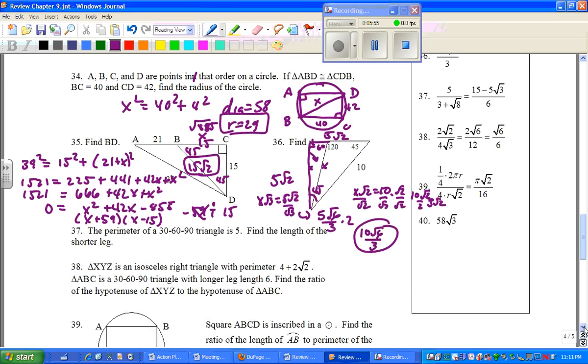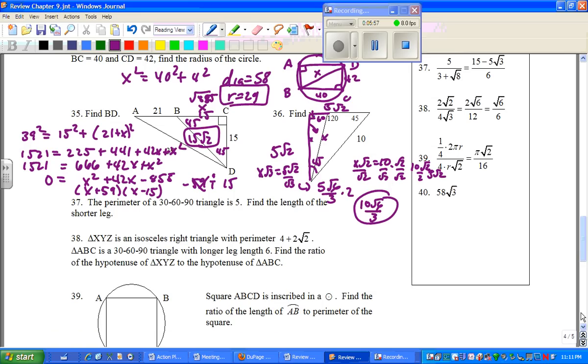I know that was kind of quick, but I know you can do it if you try it on your own. The perimeter of a 30, 60, 90 triangle: you've got x, x root 3, and 2x. When you add all that up, you get 3x plus x root 3, and you set that equal to 5 for our answer.